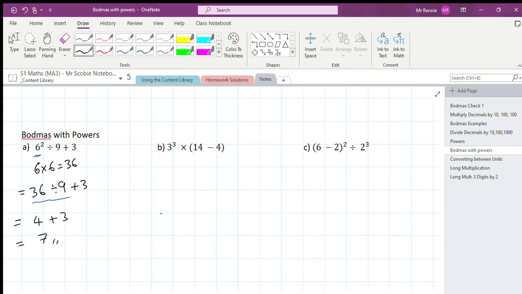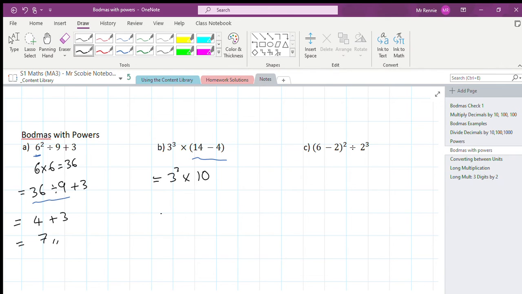Okay, so we'll look at the second question, and we have a bracket, so I've got to deal with the bracket first. Inside the bracket, that's 14 take away 4, and then that's going to be multiplied by 3 cubed. I've not dealt with that yet. 14 take away 4, sorry, is 10. My apologies. 14 take away 4 is 10.